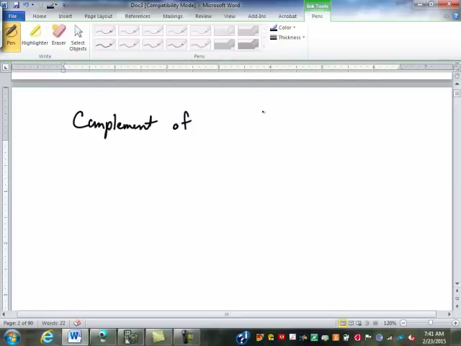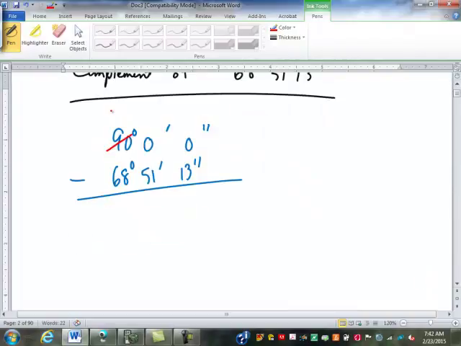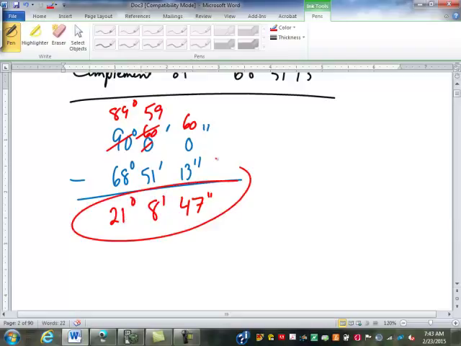So in your notes, find me the complement of 68 degrees, 51 minutes, 13 seconds. Okay. So we borrow again, 89, 60, borrow, we get 59 and 60. Now what? You get 47, okay, and 8 and 21. Good. How many of you had that? Okay.